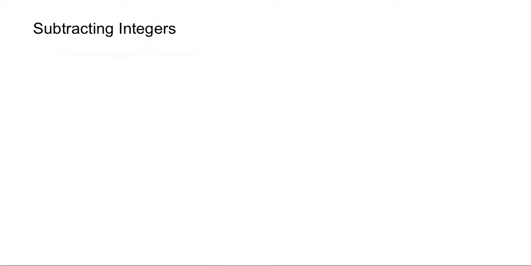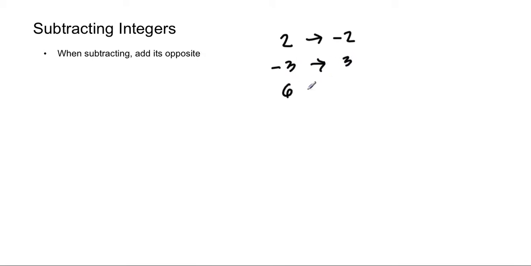So when you're subtracting integers, there's one thing to remember. When subtracting, add its opposite. So we know for a fact, let's review opposites. When you have 2, the opposite of 2 is negative 2. When you have negative 3, the opposite of negative 3 is 3. When you have 6, the opposite of 6 is negative 6.